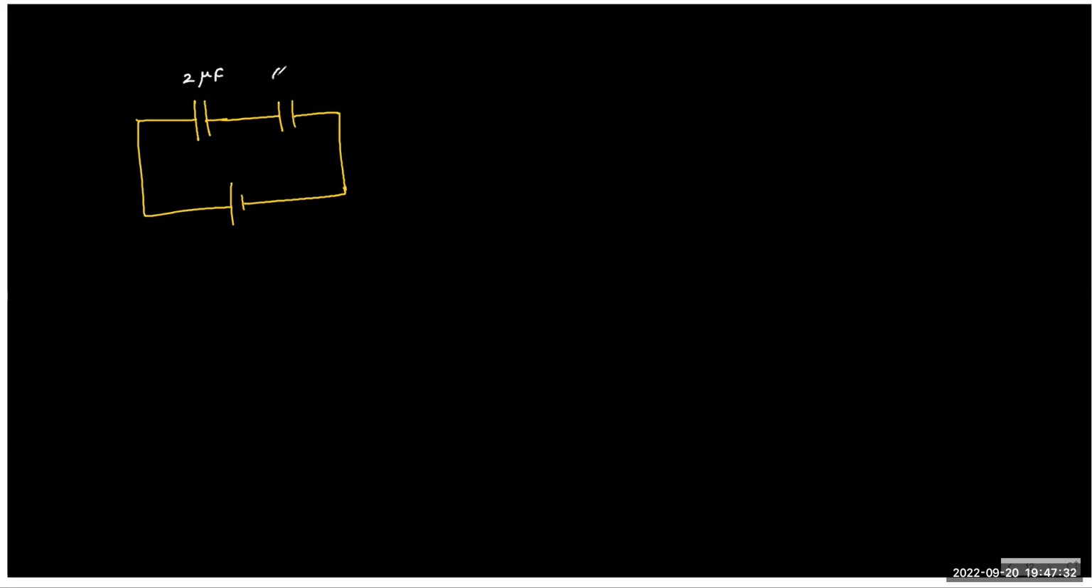And that's why I say the real value doesn't matter. What really matters is the ratio. Can you find the voltage across each capacitor without solving? Yes. What is the answer?